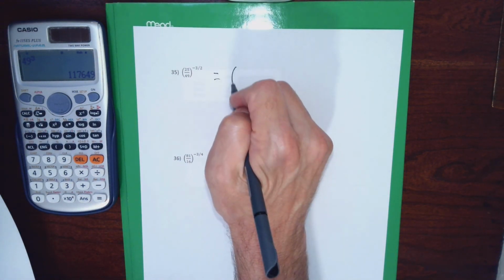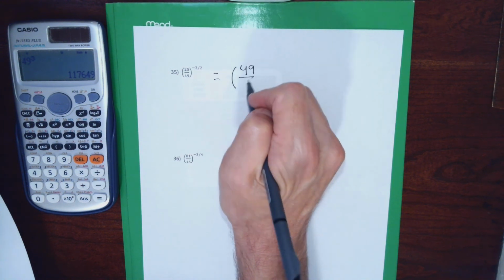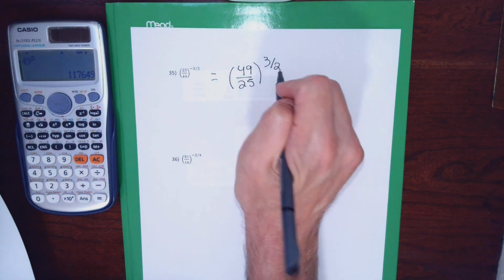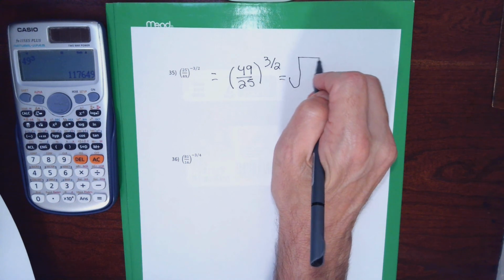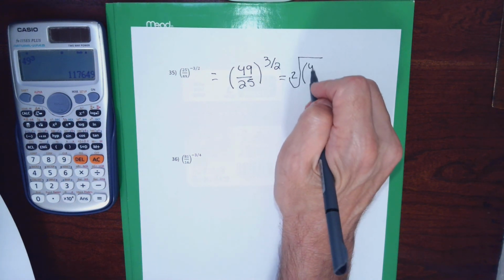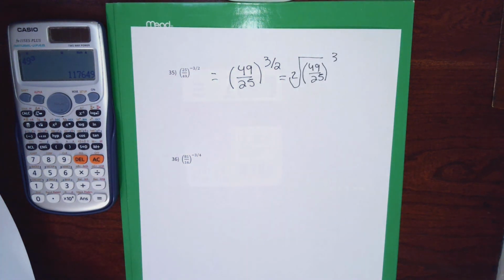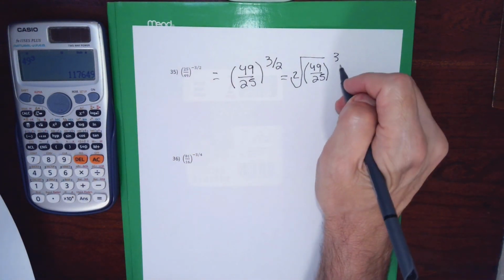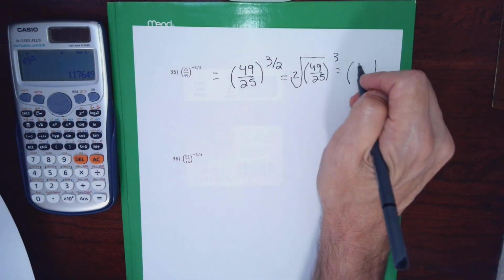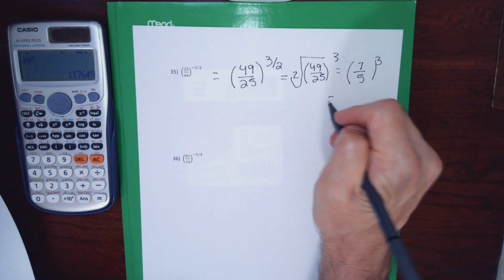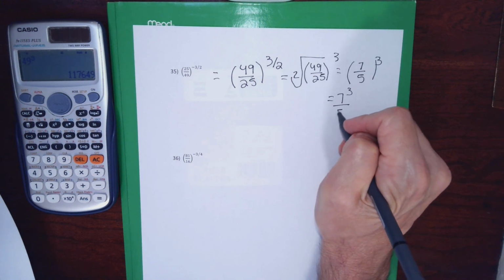Let's do 35 together. 35, I see a fraction with a negative exponent. I'm going to make the negative exponent positive by taking the reciprocal of that fraction that's given to me. Now I'm going to make a radical from the fraction exponent. And it's a square root problem. I'm going to do the square root of each number first, and then I'm going to cube. I'm going to do the square root of 49, which is 7. The square root of 25, which is 5. And then I'm going to cube the 7 and cube the 5.